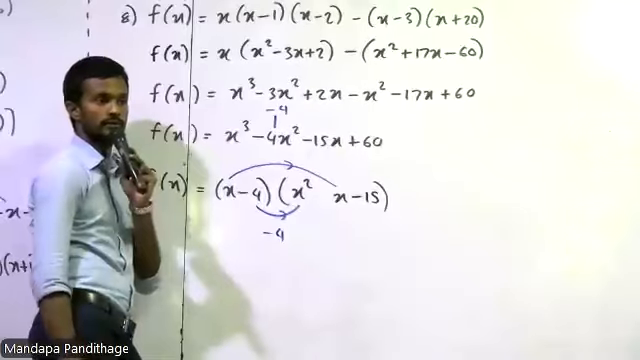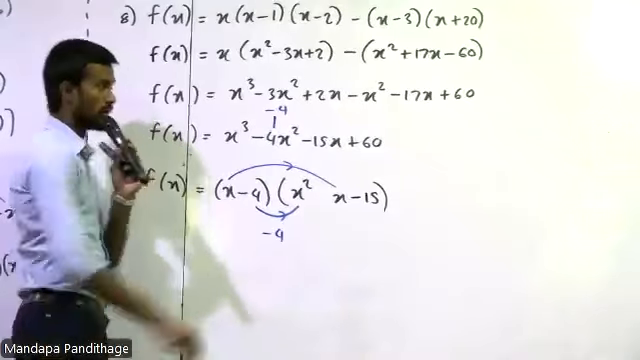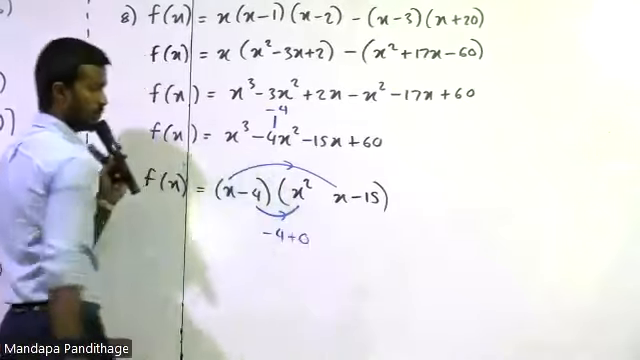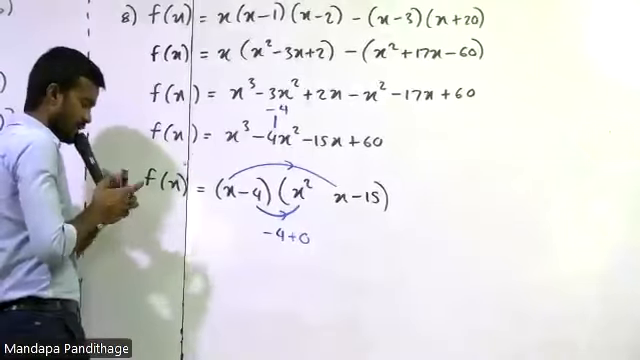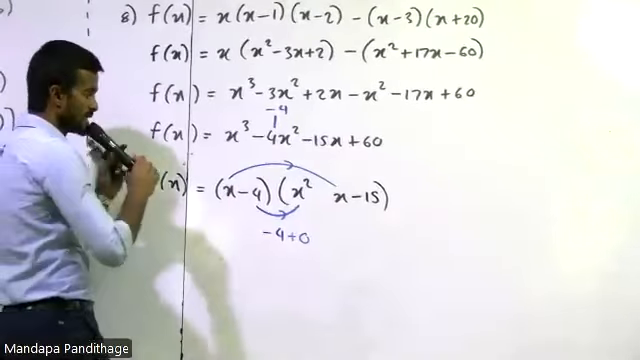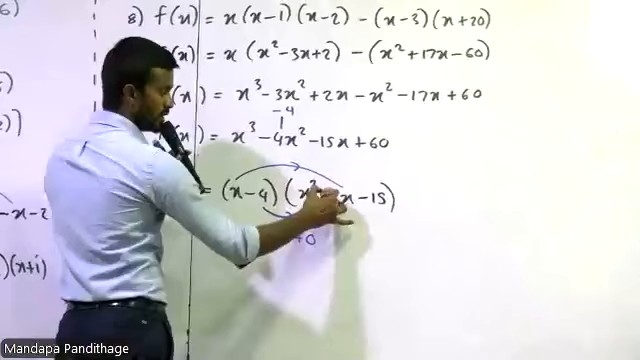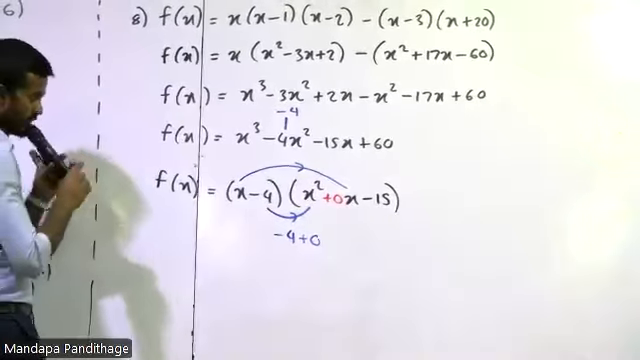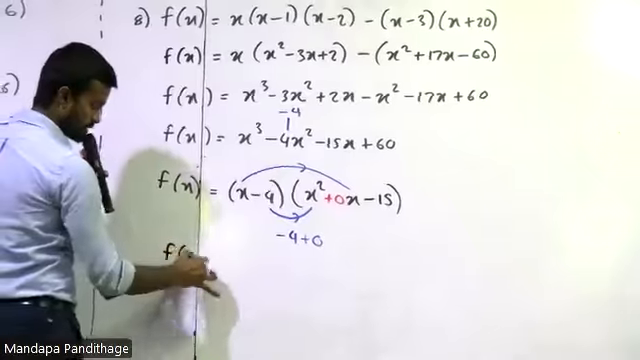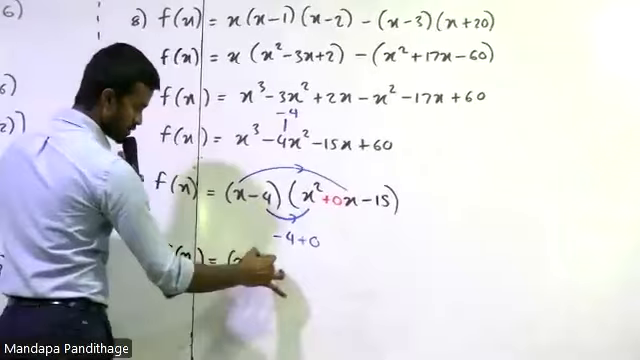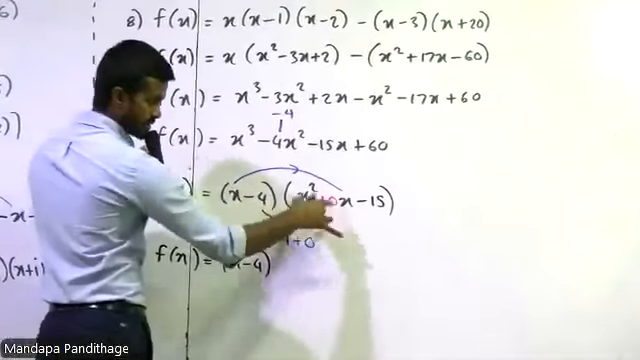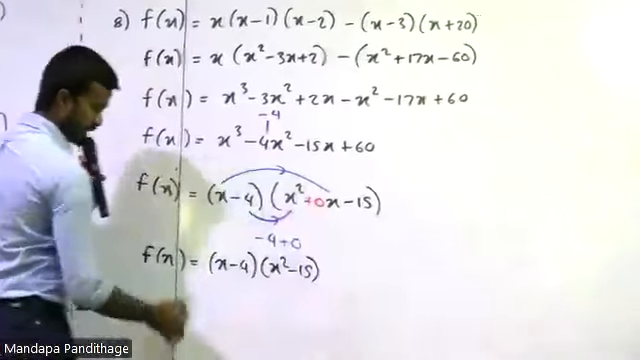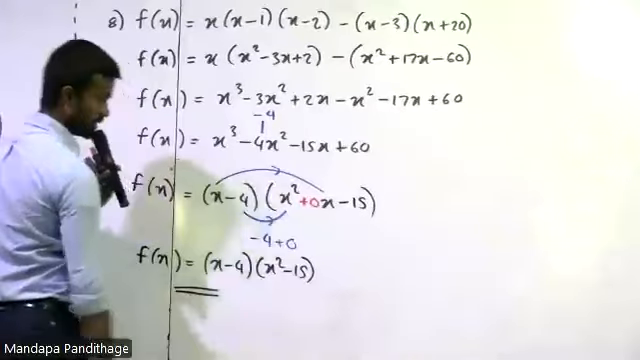It's 0. We don't need anyone. So we already got a minus 4. So here it's minus 4 plus 0. Which means the coefficient of x should be 0. But normally we don't write it in this way. So what are the two factors? f(x) is equal to (x minus 4) and (x squared minus 15).